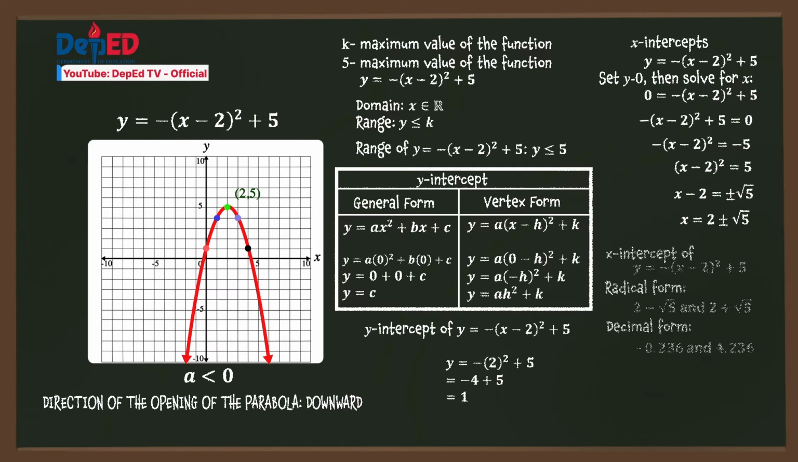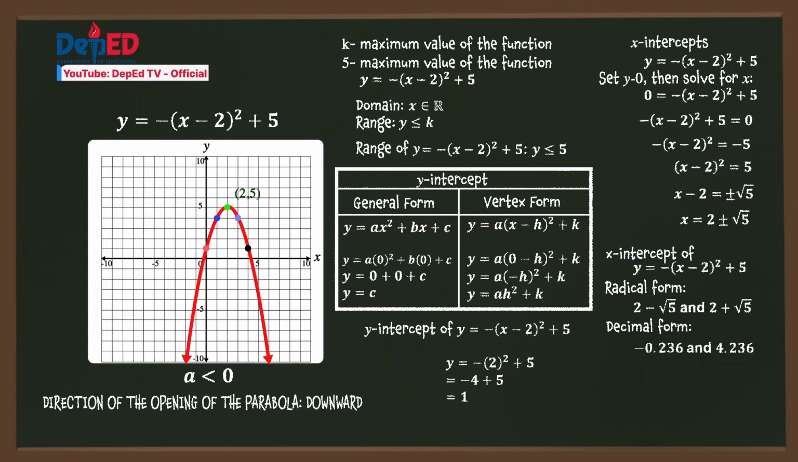In radical form, the two x-intercepts are 2 minus the square root of 5 and 2 plus the square root of 5. But when renamed as decimals, rounded to the nearest thousandths, these x-intercepts are approximately equal to negative 0.236 and 4.236, respectively.